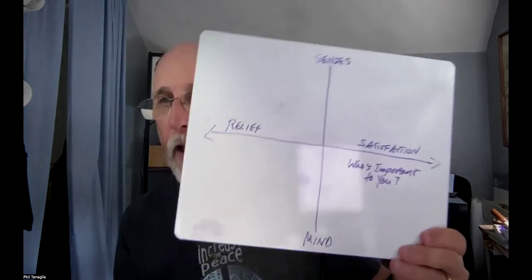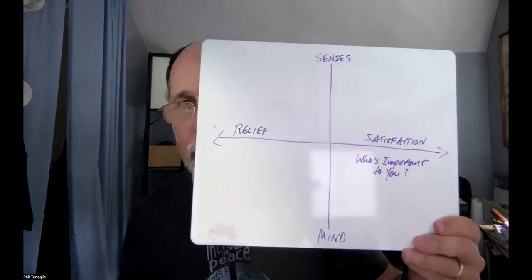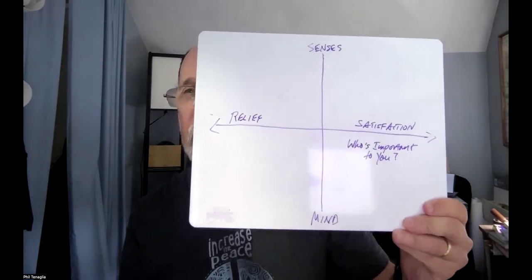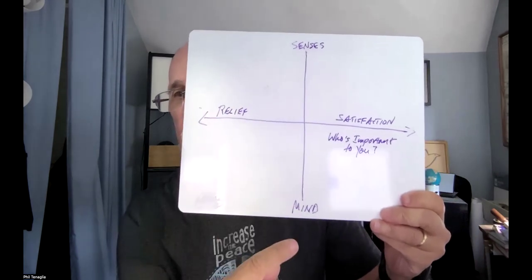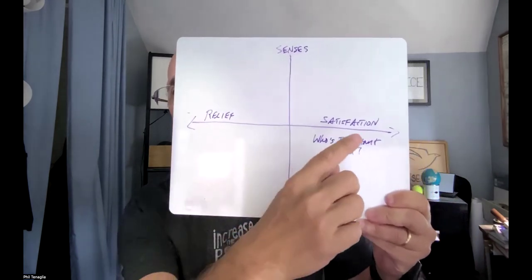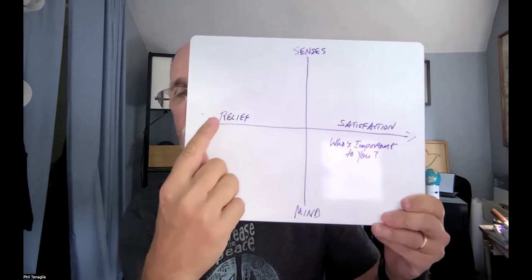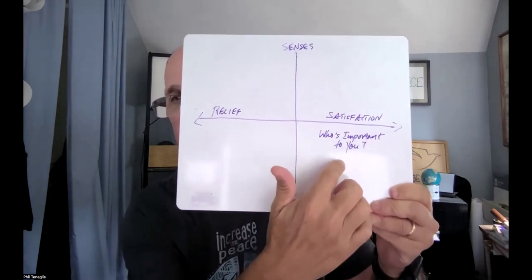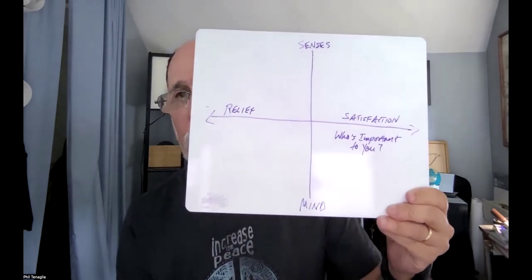So here it is. I have this diagram that was developed by Dr. Kevin Polk. And it's a simple little diagram. It's got senses at the top, mind at the bottom, satisfaction over here, relief over here. It's really just two crossed lines and a question I like to put right here to get things started.